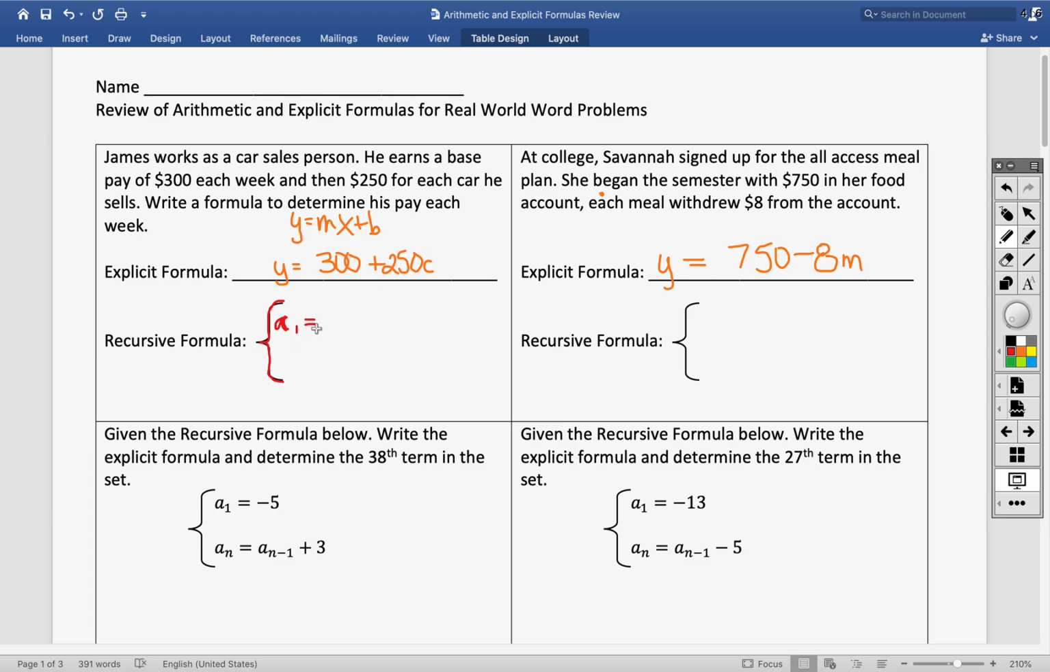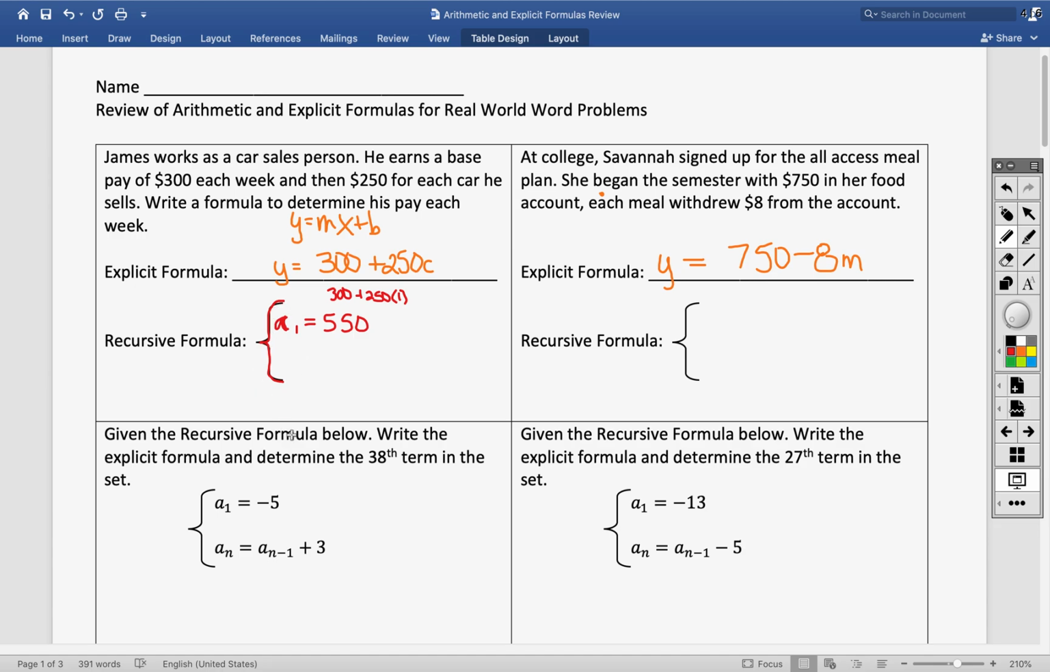Well, how do I determine what the first number in the set is going to be? You're simply going to take 1 and plug it in for the C. So you're going to take 300 plus 250 times 1. Well, 250 times 1 is 250, plus 300 is 550. Please use your scientific Desmos calculator.